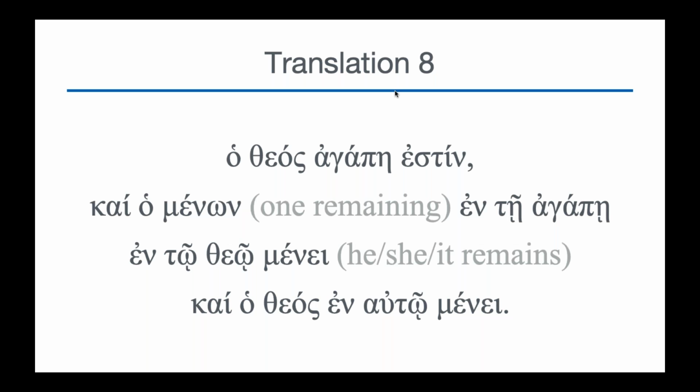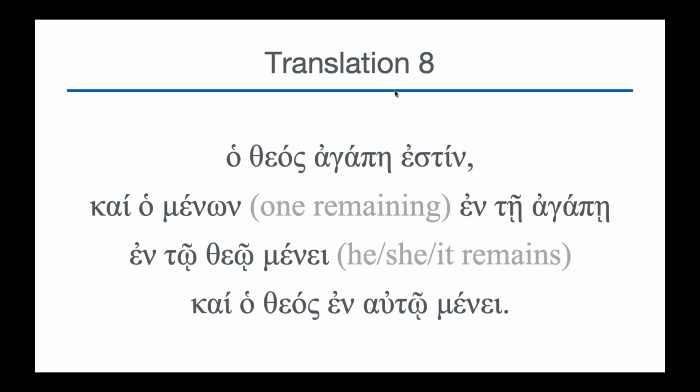All right. Ho theos agape estin, kai ho menon en te agape, en to theo menei, kai ho theos en auto menei. Now, this is kind of a longer sentence, but you can see it repeats itself a lot, and this is going to be one of those turn of phrase type sentences. So, ho theos agape estin. Let's just start with that.